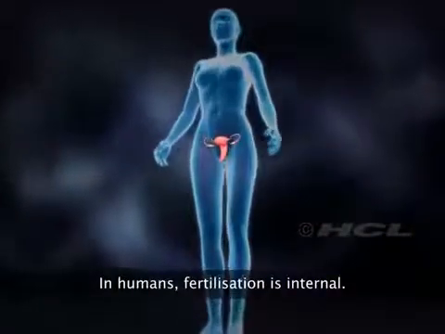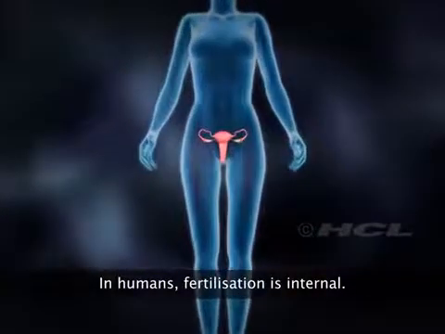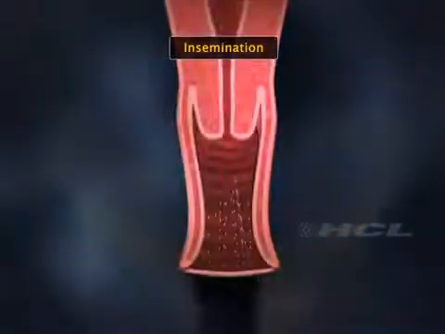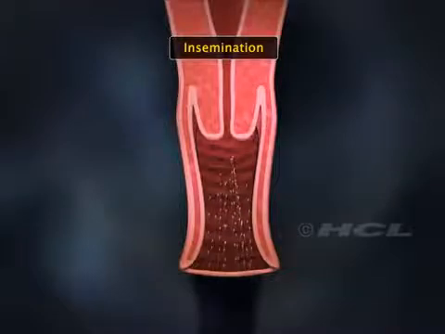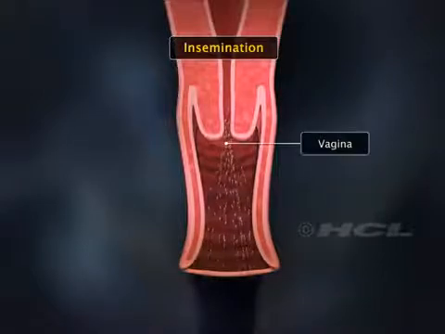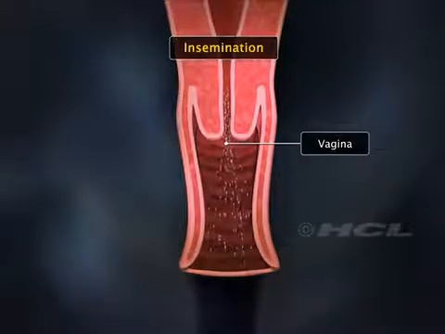Fertilization in humans is internal. It takes place inside the body of the female. Semen, which contains the sperms, is introduced into the female genital tract during the act of copulation. The deposition of sperms in the vagina is called insemination.